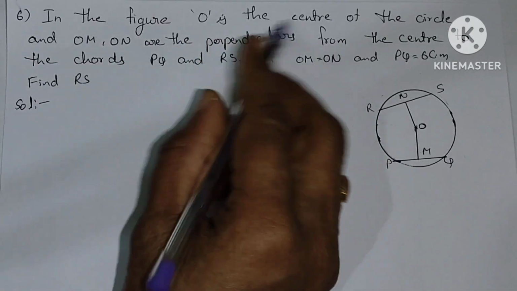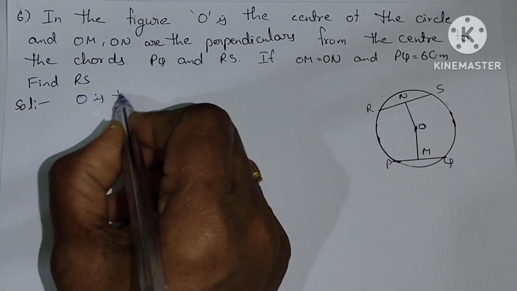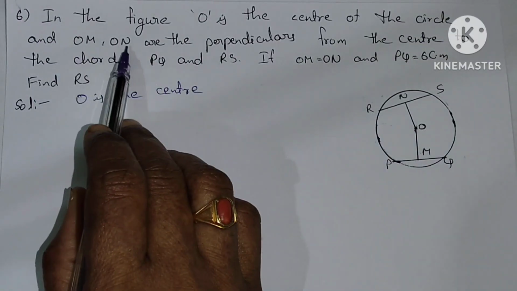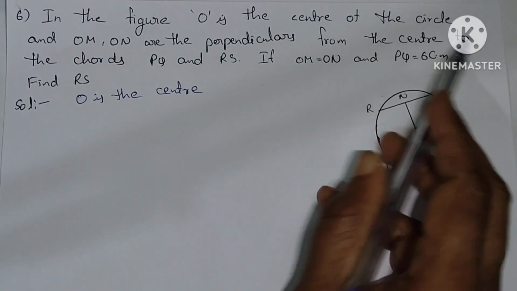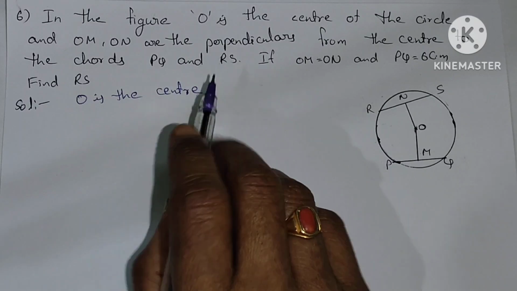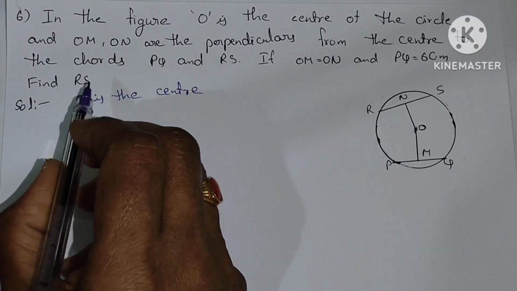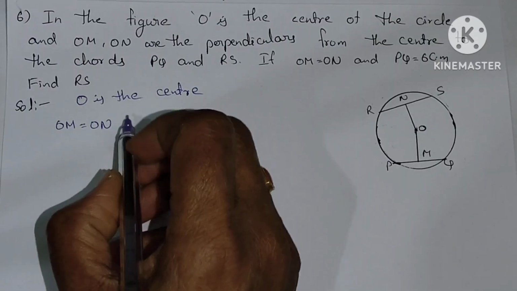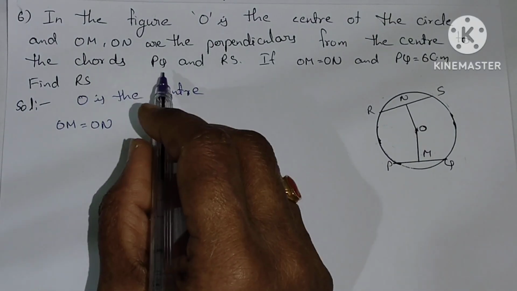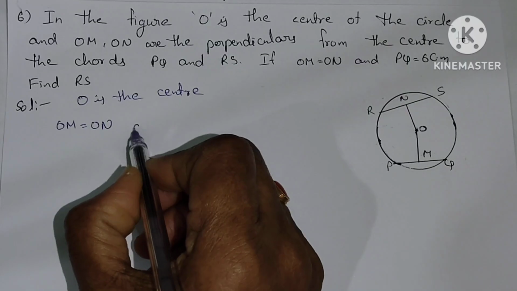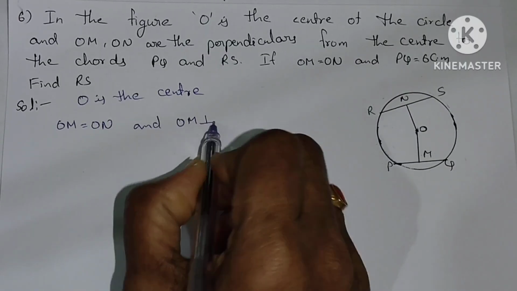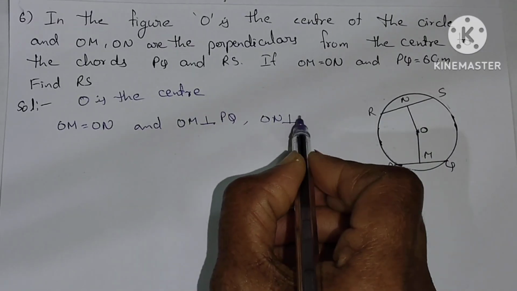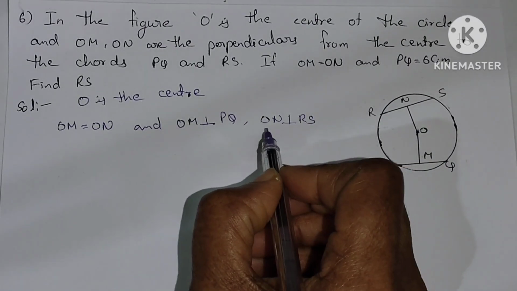So here O is the center of the circle, OM and ON are the perpendiculars from the center to the chords PQ and RS. Here OM equal to ON. OM is perpendicular to PQ, and ON is perpendicular to RS. So these two are perpendicular.